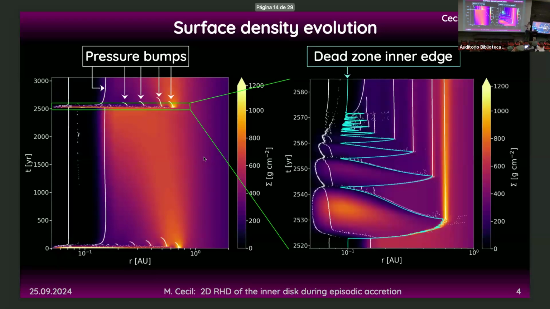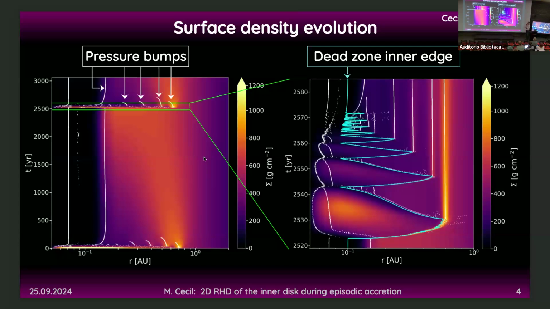We can have a closer look at one of those instability cycles to get a few more details. There is one very prominent pressure bump here during the quiescent phase, which is exactly at the position where the density slowly builds up during the quiescent phase and where the MRI then gets activated.